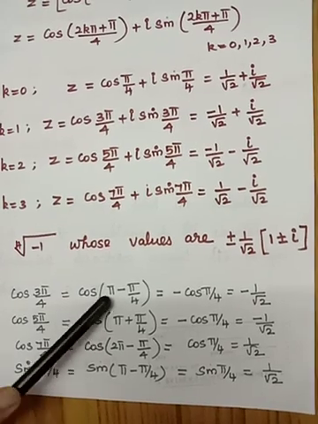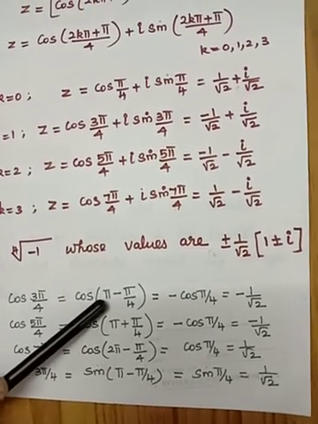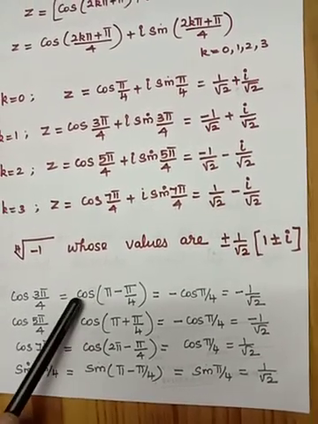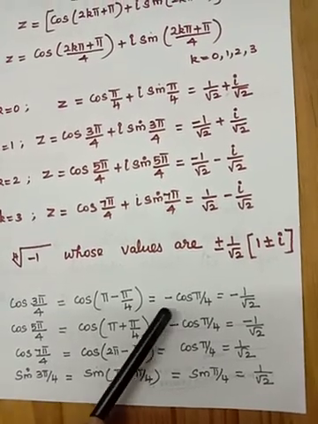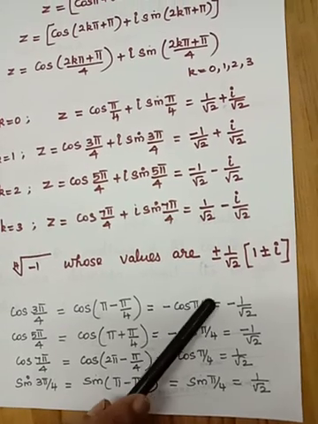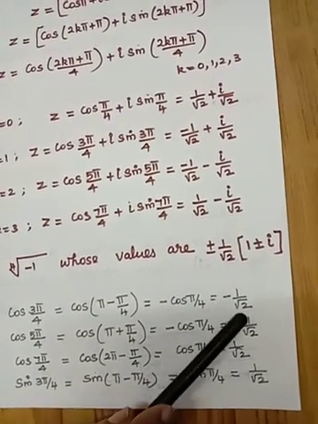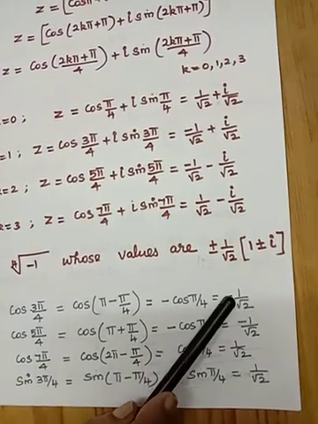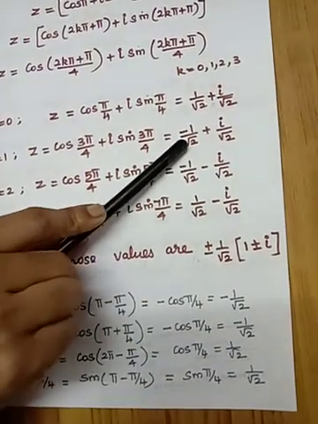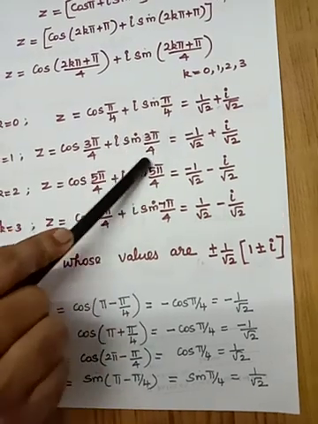So I have written negative. Next, 180 degrees is an even multiple of 90 degrees, isn't it? So you need not change the function. You have to write the cos function as it is. So minus cos pi by 4. Cos pi by 4 is how much? It is 1 by root 2. So cos 3 pi by 4 is nothing but minus 1 by root 2. I have substituted here.